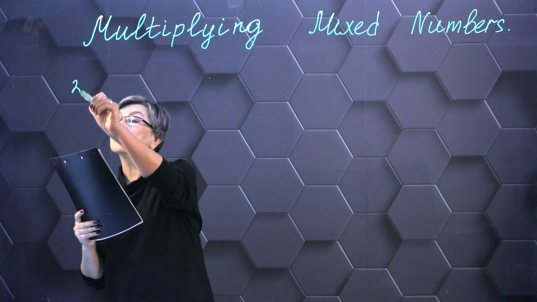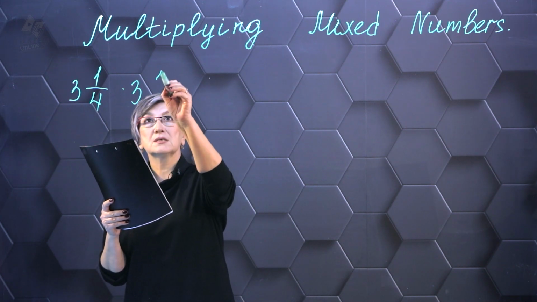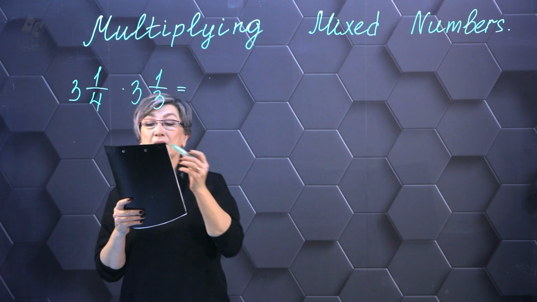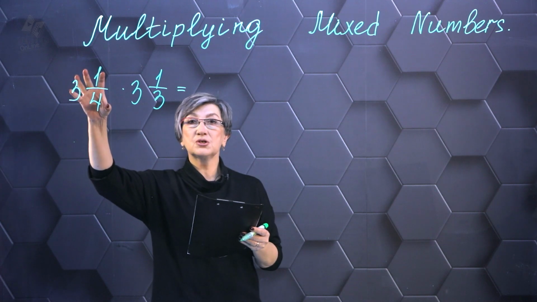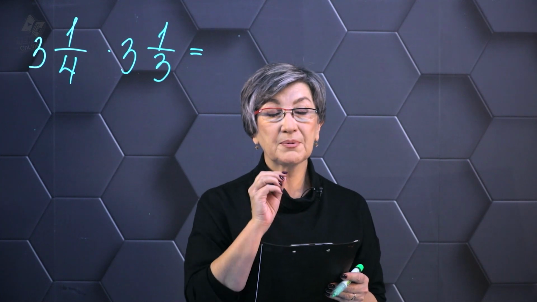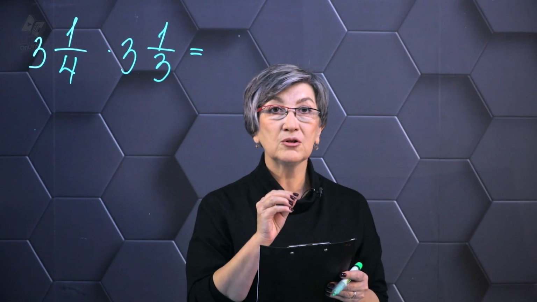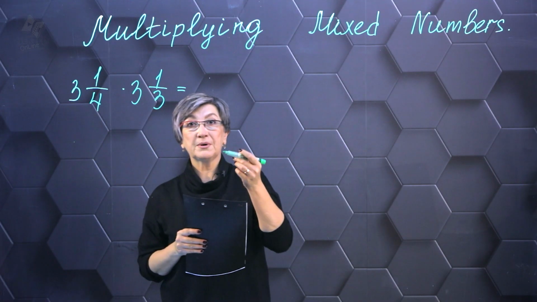The example is to multiply 3 and 1/4 by 3 and 1/3. What should we do? The first step is to convert the mixed number into an improper fraction. Guys, this is very important. When you multiply and divide fractional numbers, you need to convert to improper fractions. And when you add or subtract mixed numbers, in this case, you need to find the lowest common denominator. So we have multiplication. Let's convert to an improper fraction.